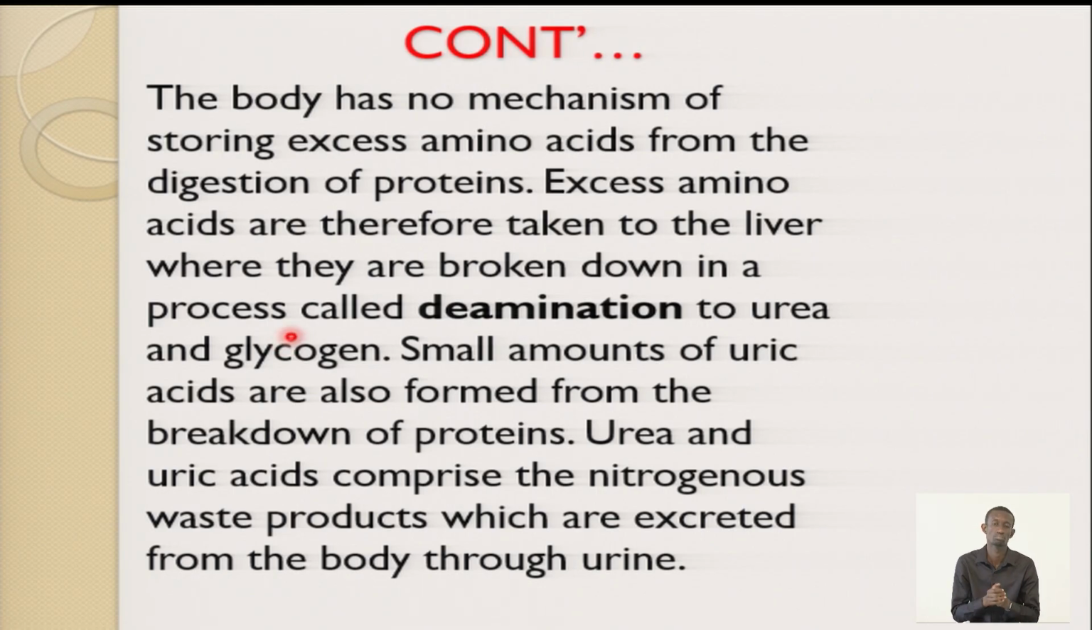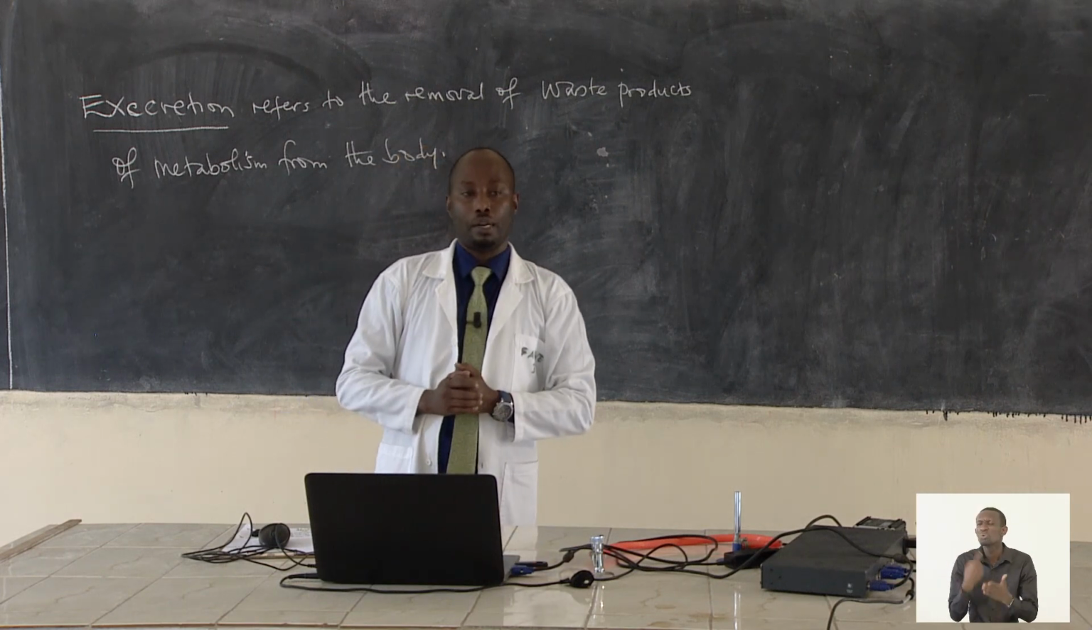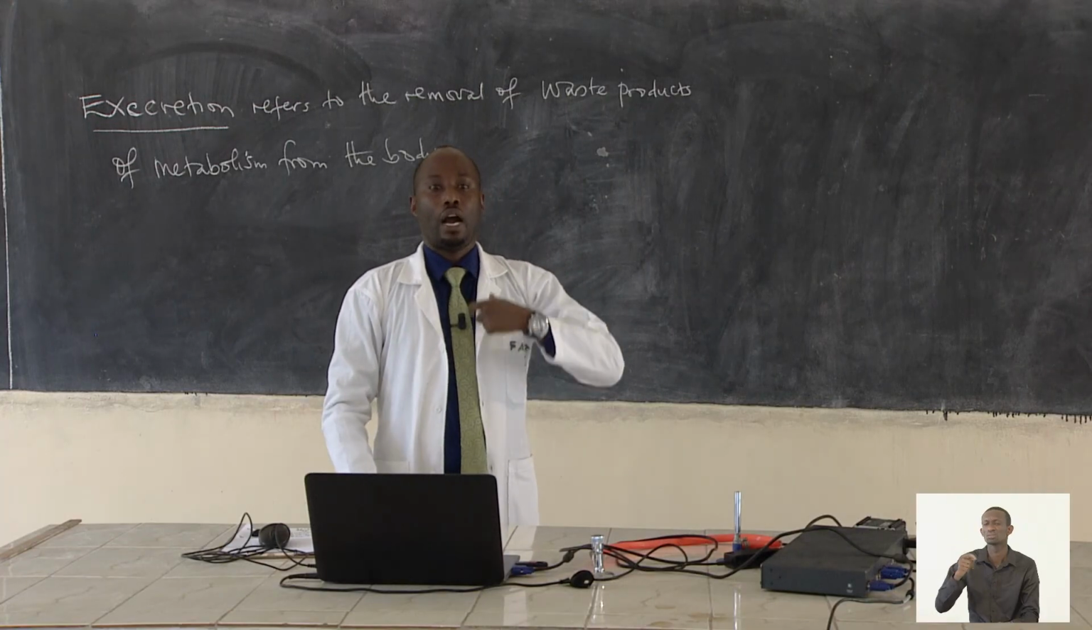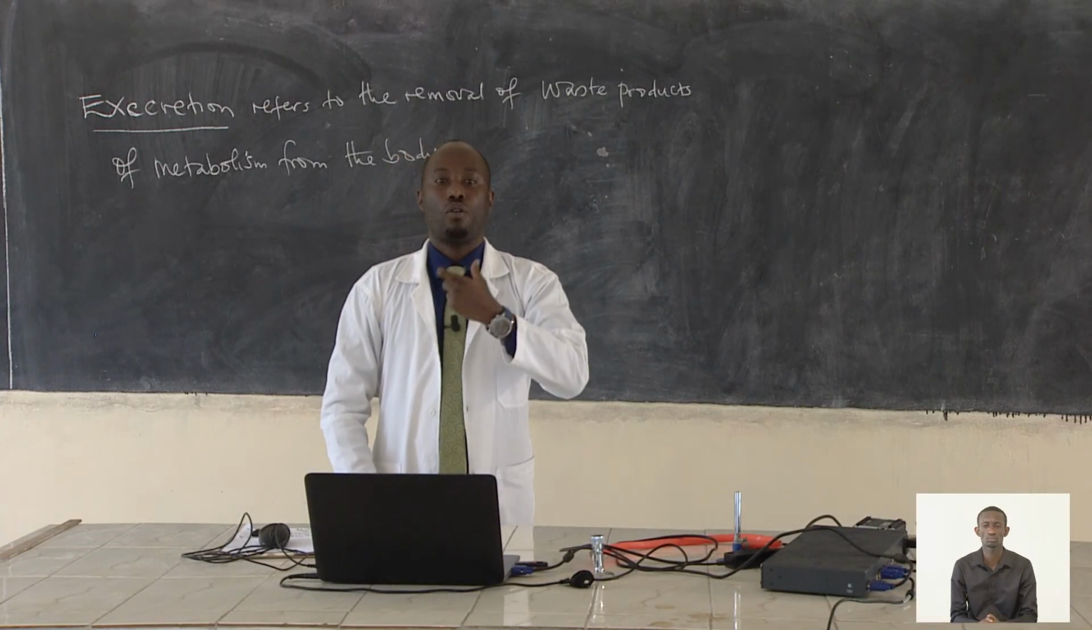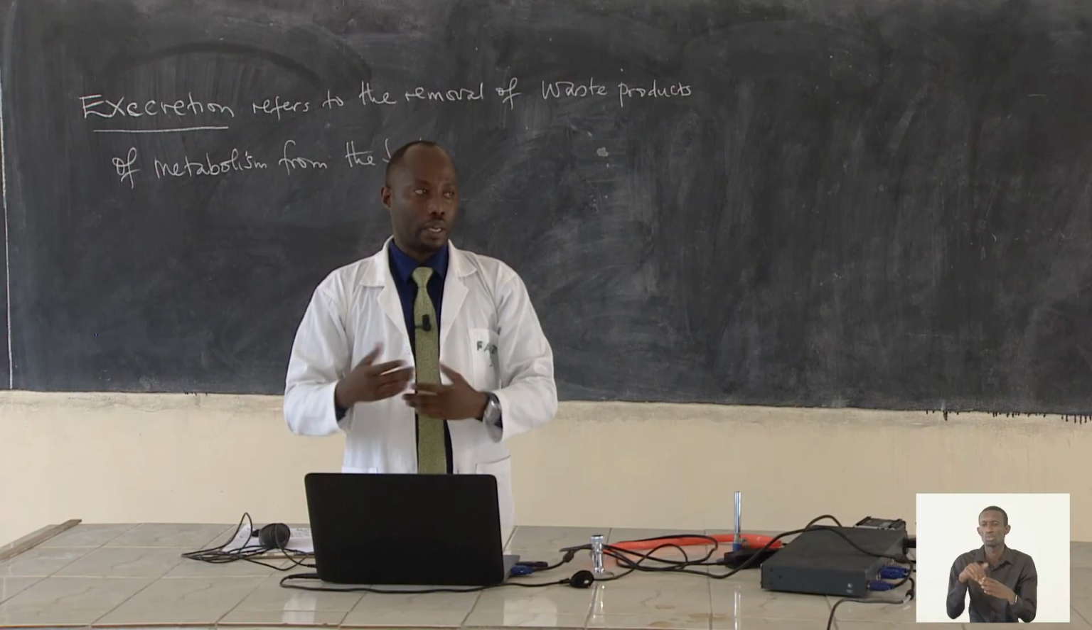A small amount of uric acid is also formed from the breakdown of proteins. Urea and uric acid comprise the nitrogenous waste products, which are excreted from the body through the urine. So these nitrogenous waste products, the urea and the uric acid, have to be excreted from the body through the urine, all right? So I was trying to mention the process of deamination, which is normally done by the liver as one of the functions by which excess amino acids can be converted into urea as well as glycogen.